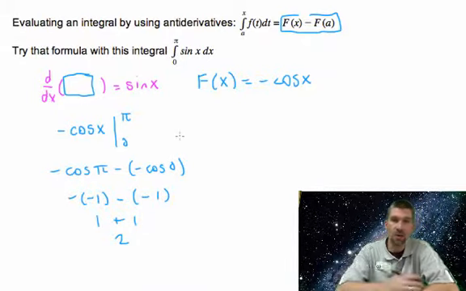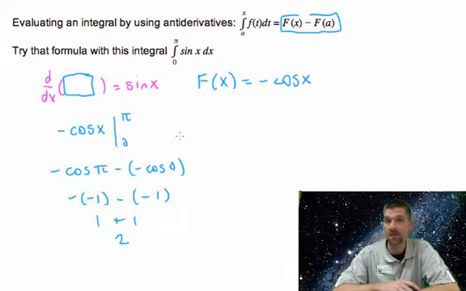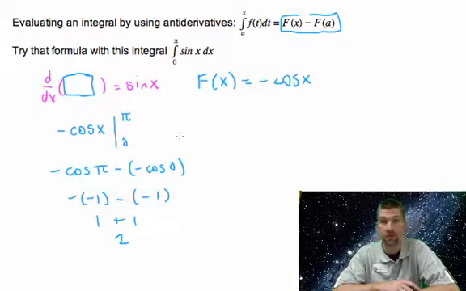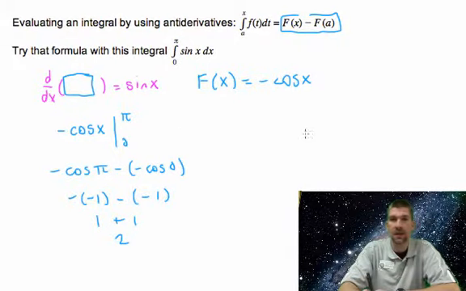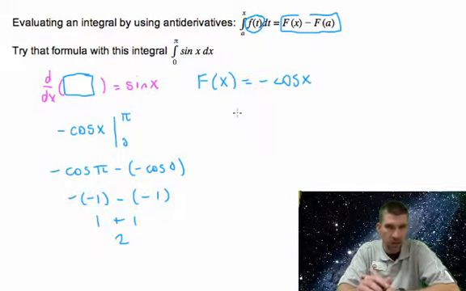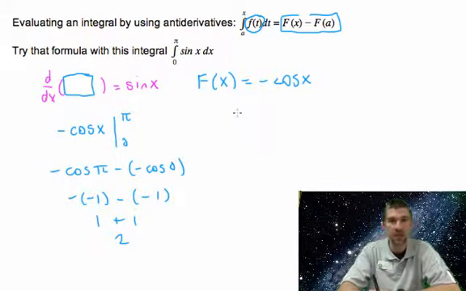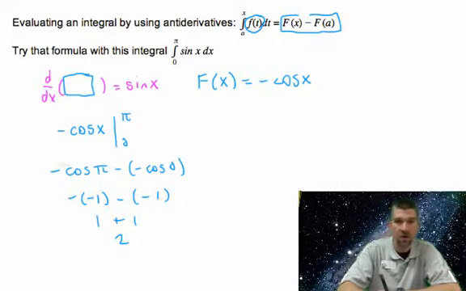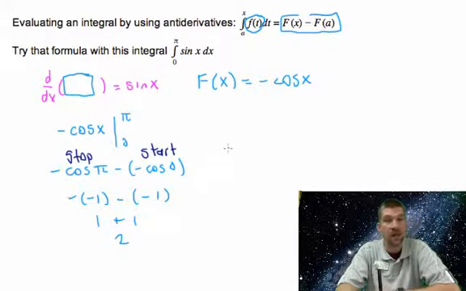And that is how you evaluate a definite integral using antiderivatives. The derivative of what gives us this thing in here? That's the question that we're asking. And then we're going to use our upper limit and our lower limit to complete that process. It looks kind of weird and strange, but once you've done it a few times, what you're going to realize is you're taking the stop part of our function, not derivative, the stop part, minus the start part. And you know what? You've been doing that all year long.